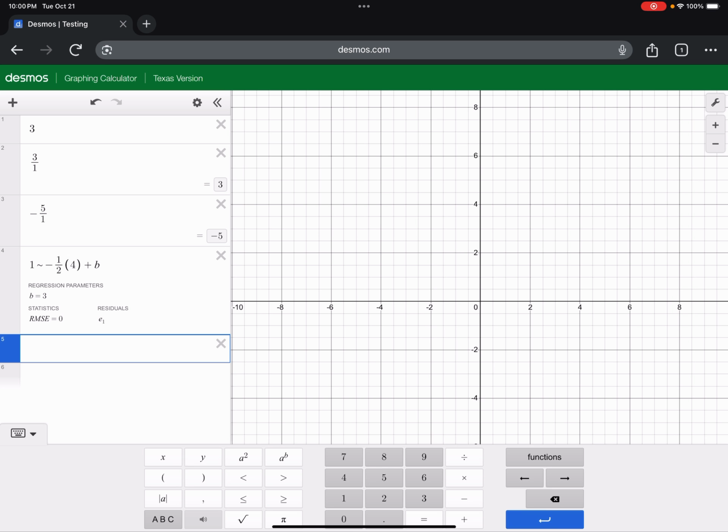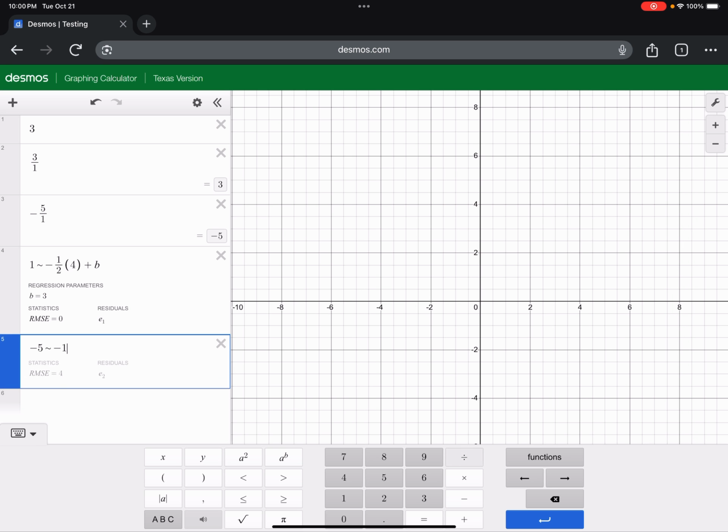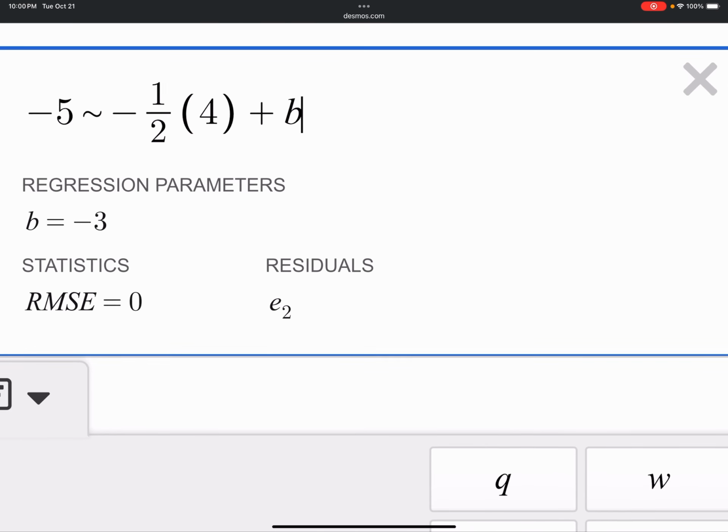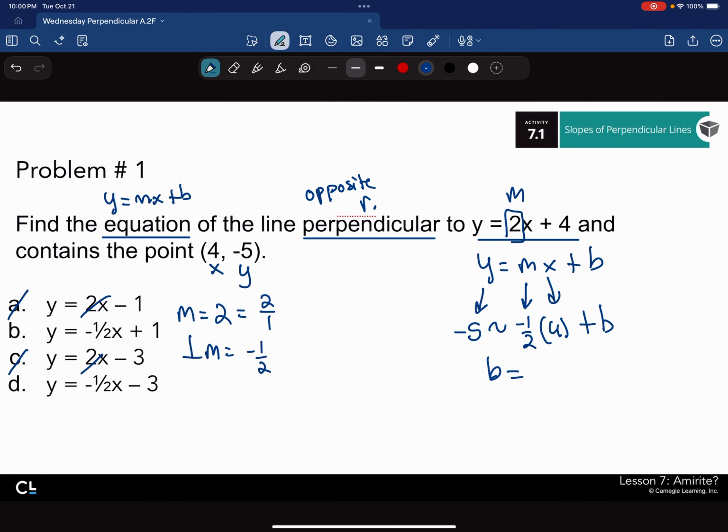So then for that one, I have -5 tilde -1/2 parentheses 4 plus b. My new y-intercept is -3. So now I could plug it in. Y equals -1/2 x minus 3.